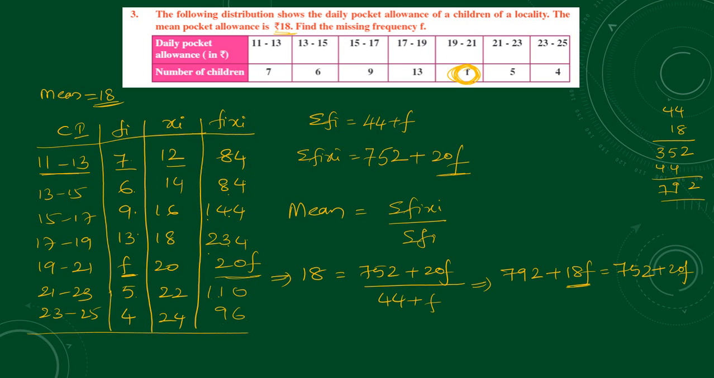So when you bring the like terms to one side, this becomes 2f is equal to 792 minus 752, which is nothing but 40. So from this f is equal to 20. So the unknown frequency is nothing but 20, right? So using the simple direct method, we have found the value of f, right?